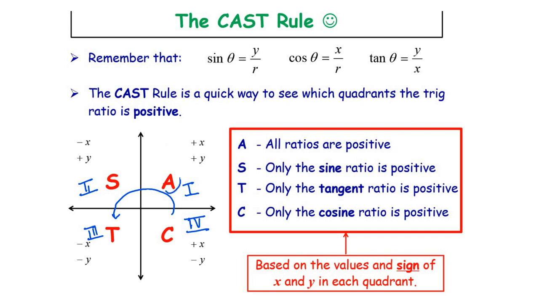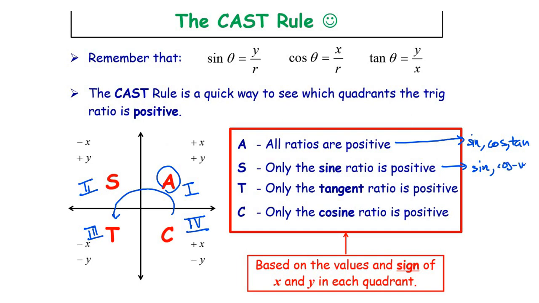So what does A mean here? A means that all ratios are positive, whether it is sine, cos, or tan. All of them are positive in the first quadrant. Secondly, you have to remember that S is there in the second one, right? So only the sine ratio is positive. Rest all would be negative.